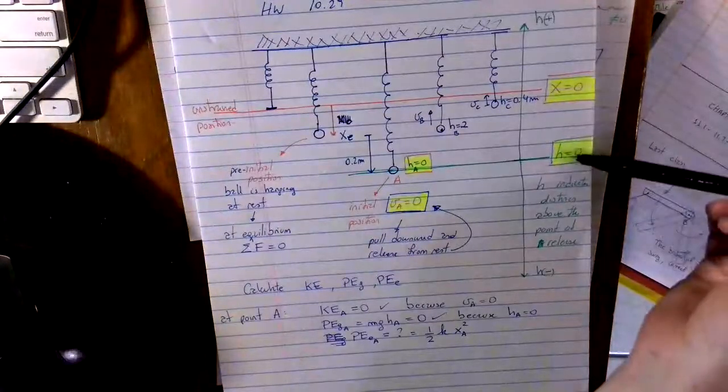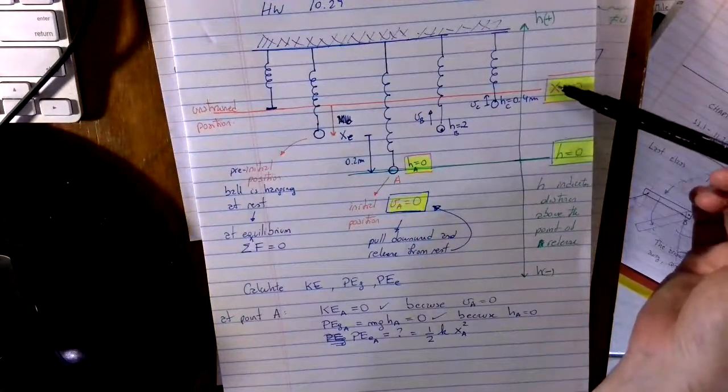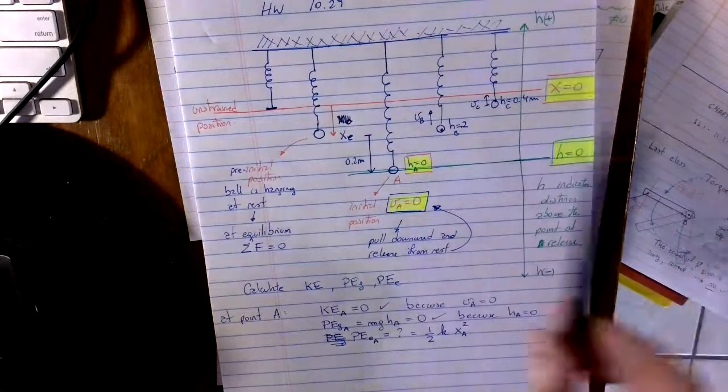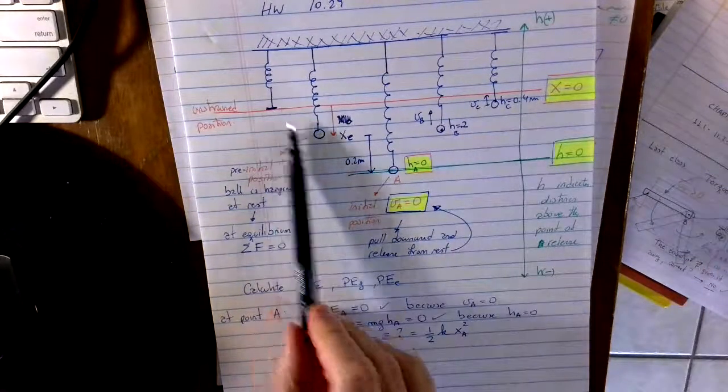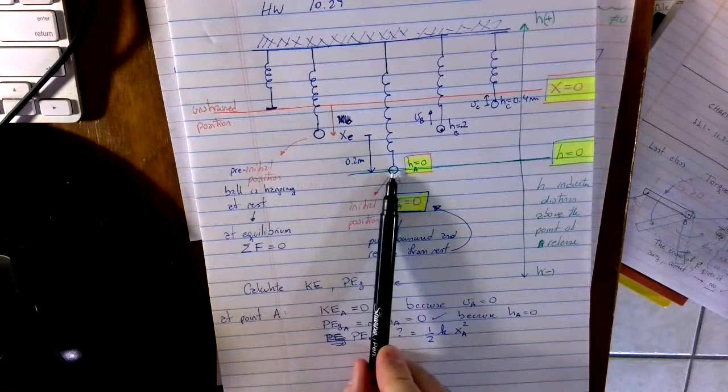You don't measure X from the H, from here. You measure it from here. Okay, X0 is all the way right here. Now we are down. Okay, X cannot be 0.